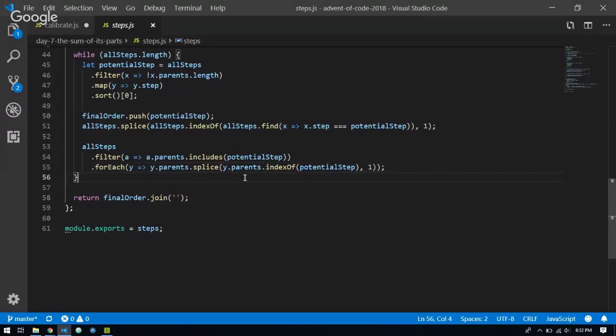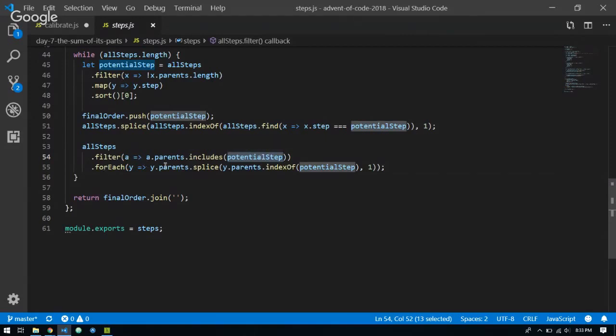Let me see, filter, potential step for each, splice it out of the ones that I found. So I'm just gonna go through what's happening here. Out of all the steps, I'm filtering for where the parents include the potential step I'm working with. And then out of the ones that I found that match this potential step, that include where the parents include the... okay, now I know what I'm doing.